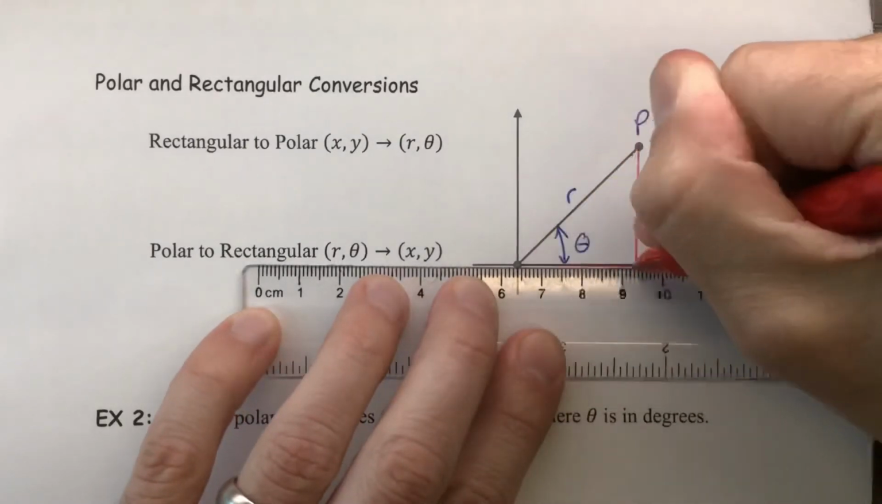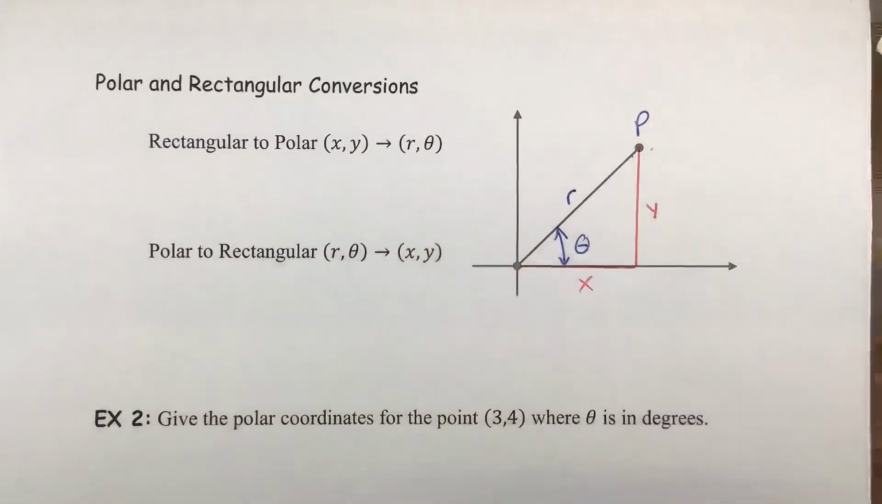This would be the x. Okay, so in rectangular form, to get to P, you would go over x and then up y. That's how you do that.